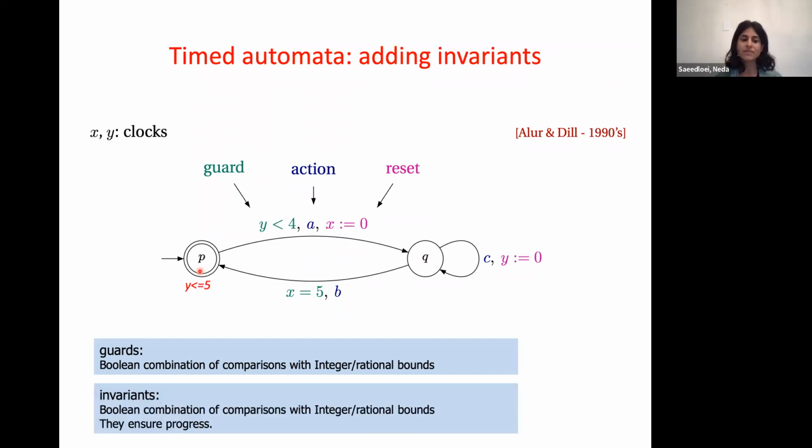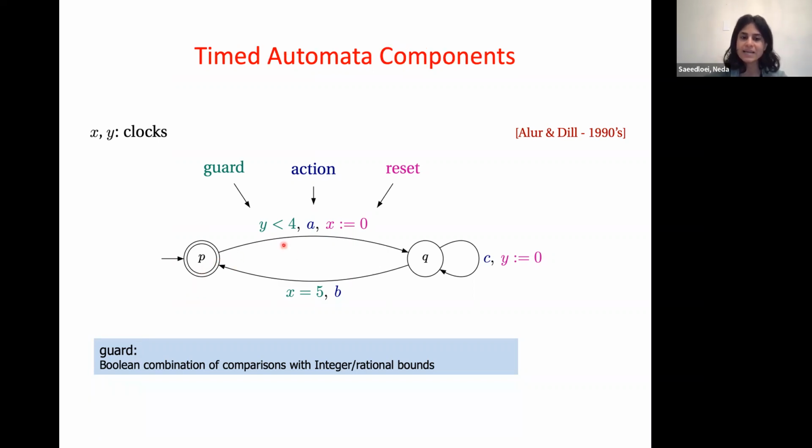So we also have some invariants. Originally, invariants were not part of the classical definition of timed automata, but later on, people added invariants also to timed automata in order to enforce progress. Because without invariants, there is nothing that actually forced this automata to take the transition.